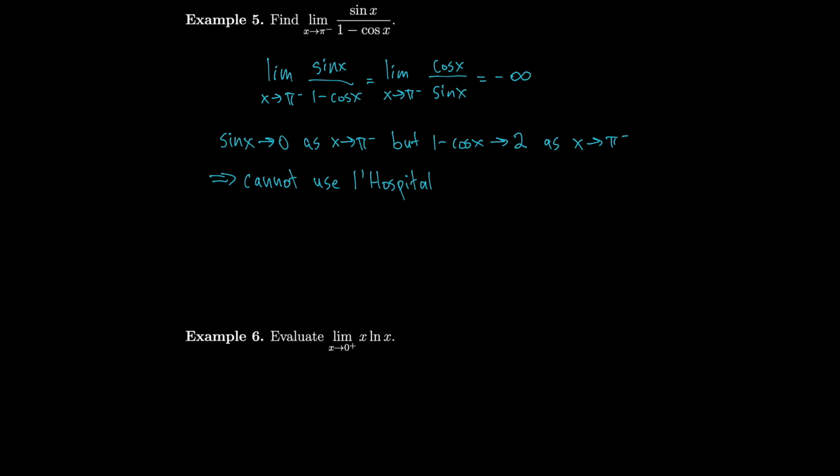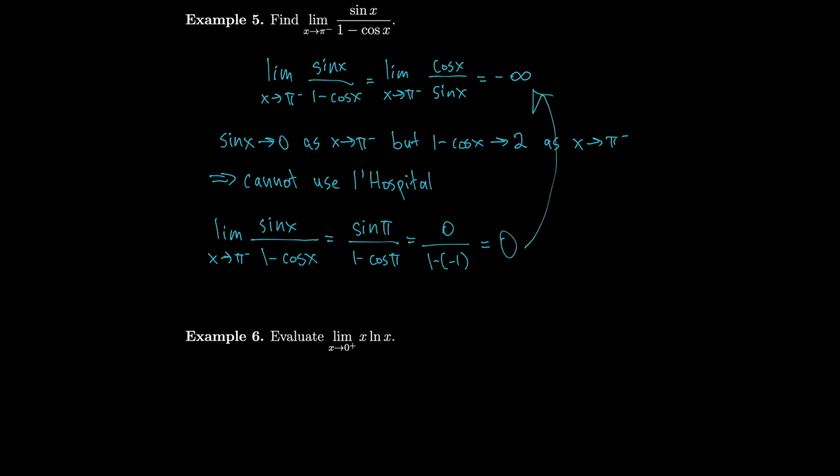That being said, notice we can just plug in. Both of these functions are continuous at pi, so we can just evaluate them at pi to get our limit. We don't even have to use L'Hopital. It's easier than that. So we get sine of pi over 1 minus cosine pi, which is equal to 0 over 1 minus minus 1, which is 0 over 2, which is 0. Notice that when you try using L'Hopital when you're not allowed to, it totally messes up and gives you the incorrect limit. So let's cross this out.